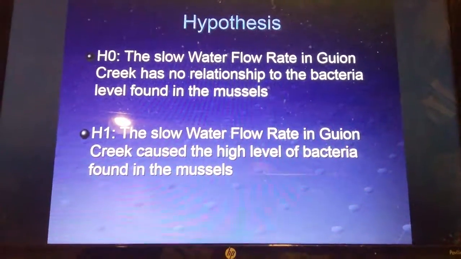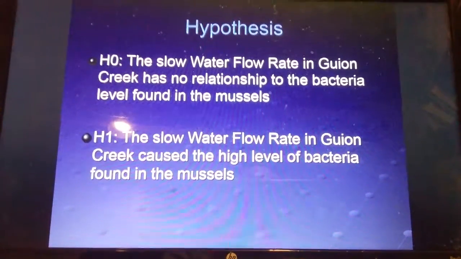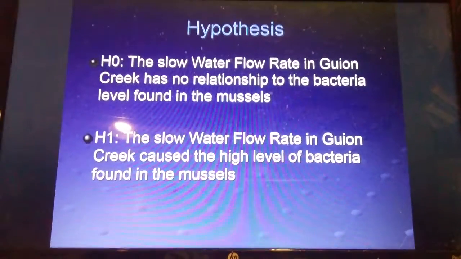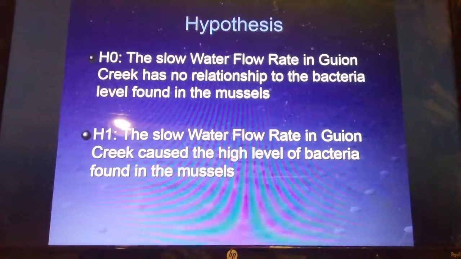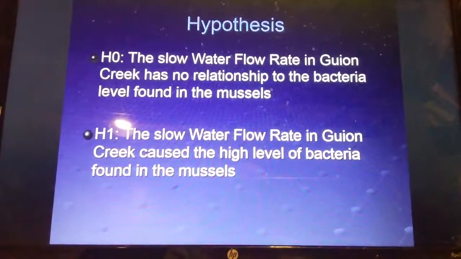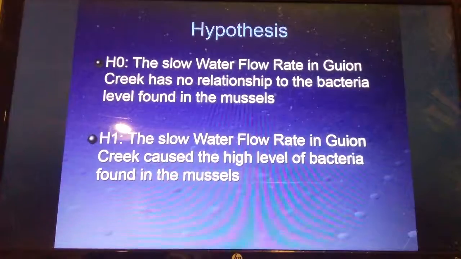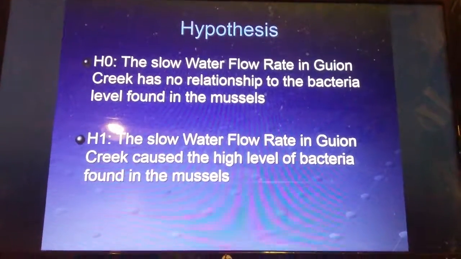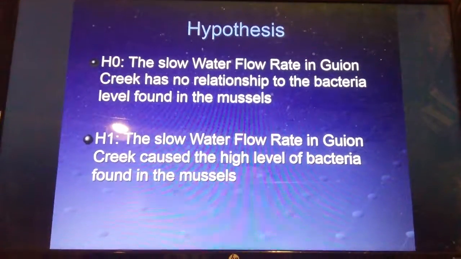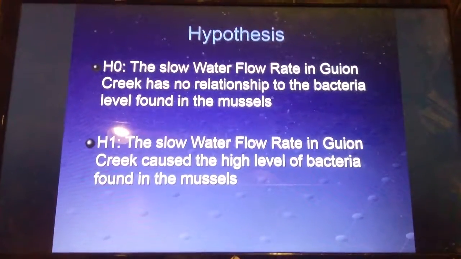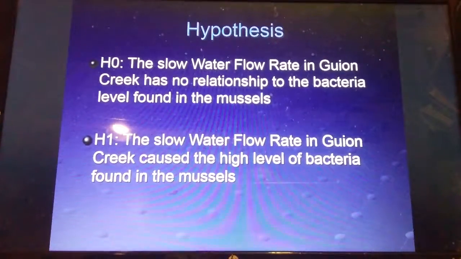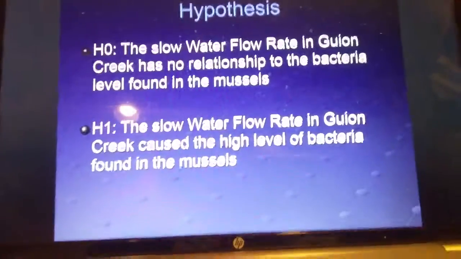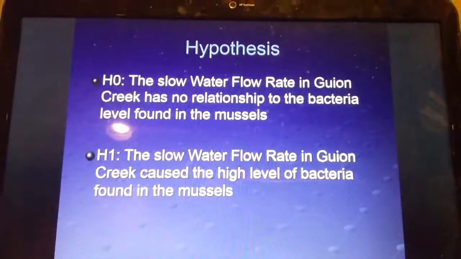However, in order to show you, there's actually an H0 here. We put it in the presentation. But in the paper that you're reading, my student's paper, you will not see an H0 there. We said that H0 has no effect. Rarely in a scientific paper are we looking at something that has no effect. So you will see the hypothesis is embedded in the paper. The slow water flow rate in Guyang Creek causes a high level of bacteria found in the mussel. This is what we want to test, and this is our goal.